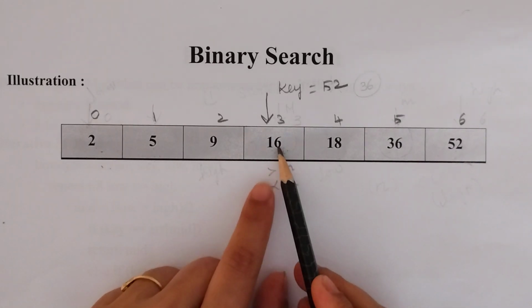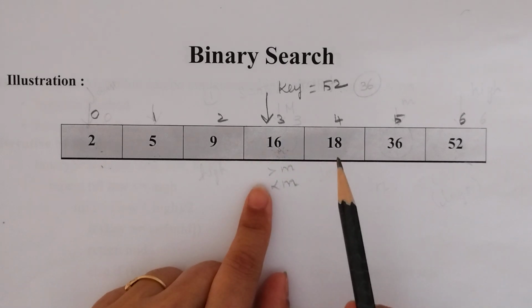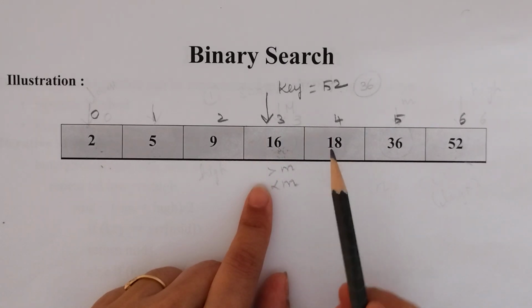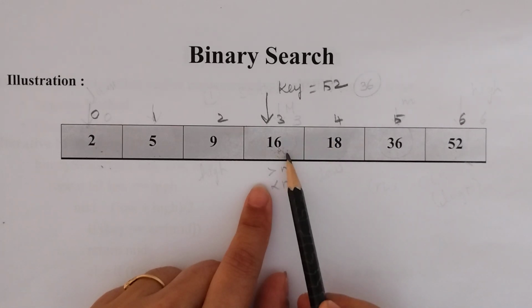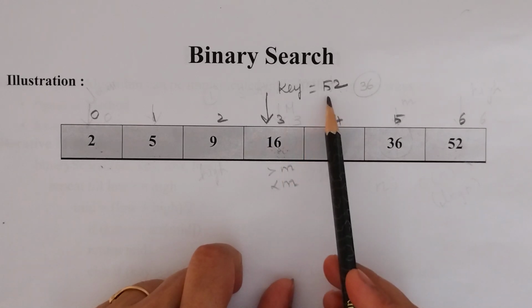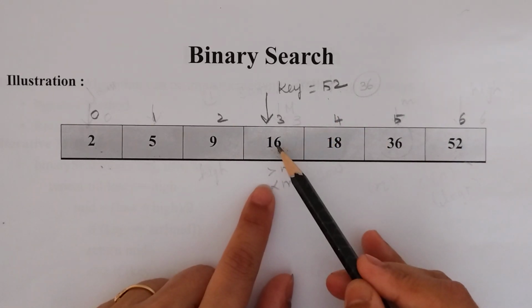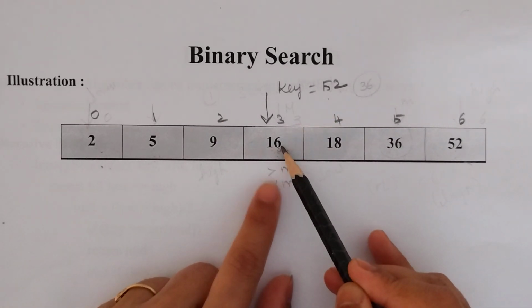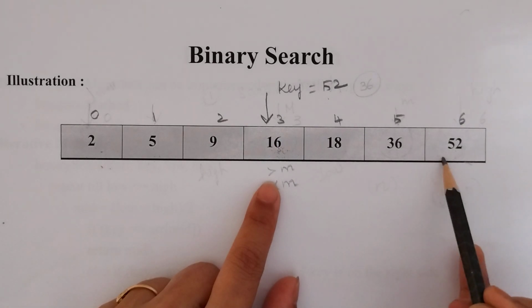Based on this we are going to split, that is divide, the array. This is how the divide and conquer method applies in binary search. You divide the array into subparts in order to search for this particular element. Now, compared to 16, 52 is greater. If 52 is greater than 16, you need to proceed towards the right hand side.